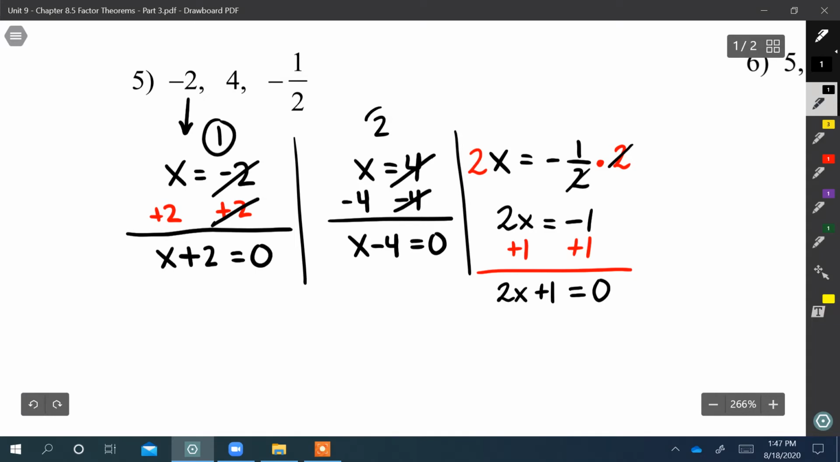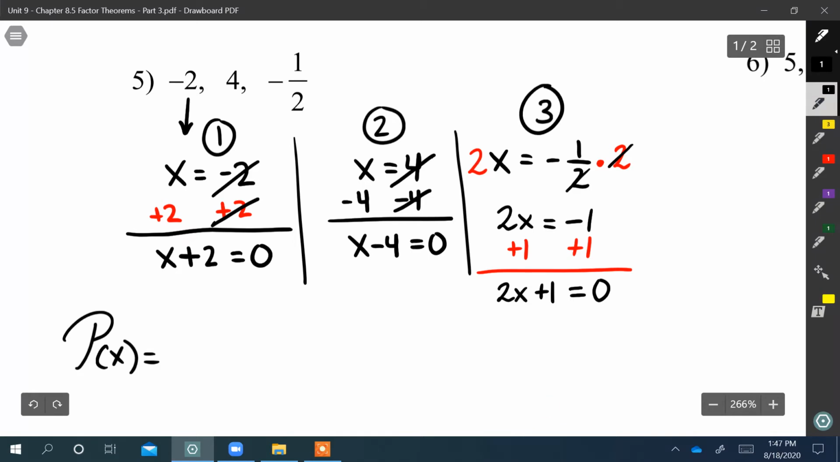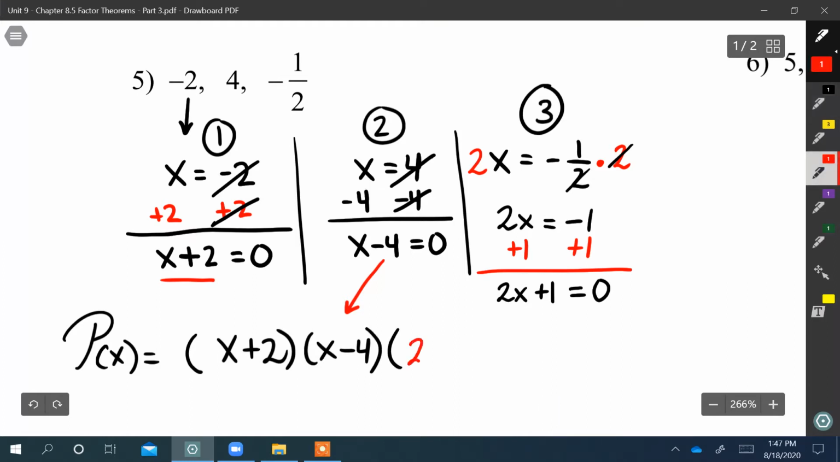Alright, so here's my factor 1 and factor 2. First factor, second factor, and third factor. I'm going to put all of this together. Here's my polynomial, and this is how it's going to look. The first factor is going to be x plus 2. I'm getting this from this right here. The next factor is going to be x minus 4. And then finally, my last factor is going to be 2x plus 1.